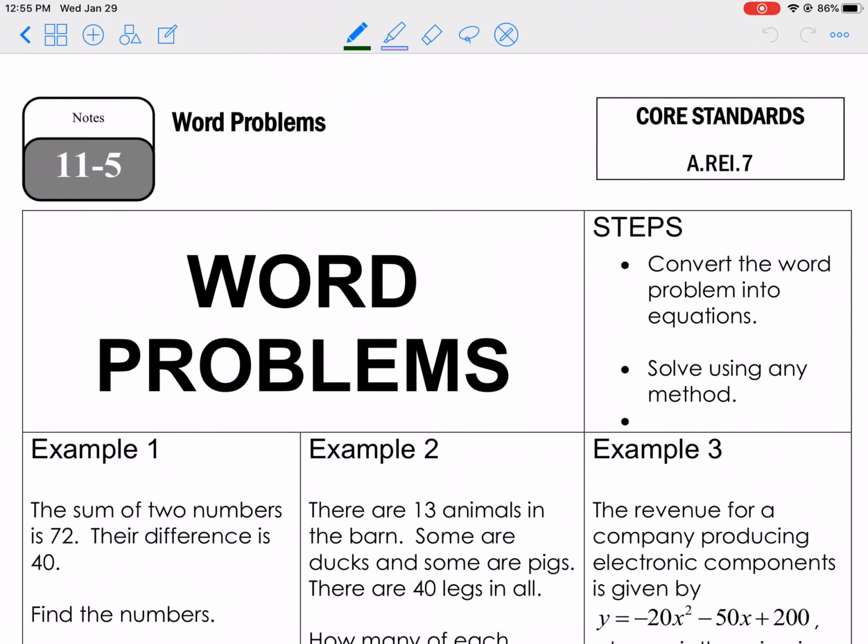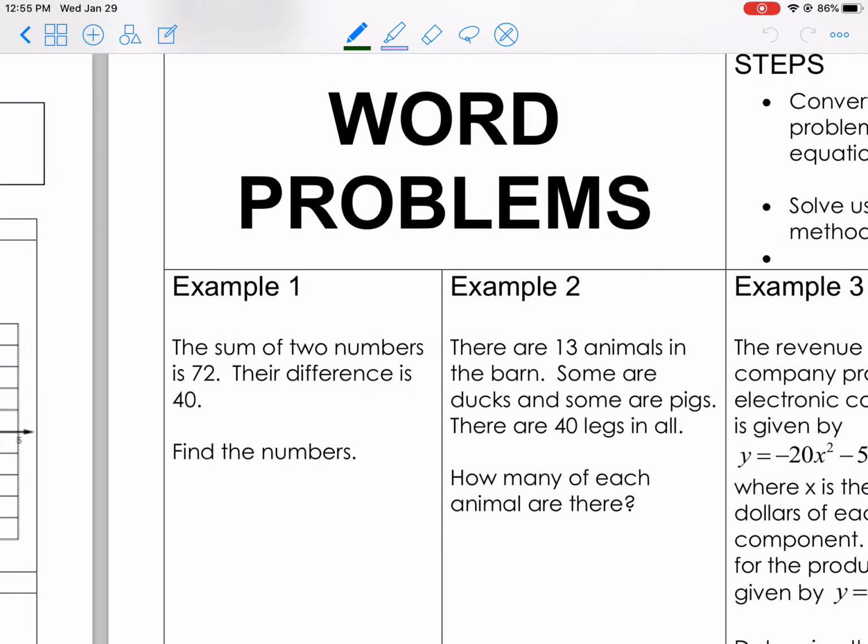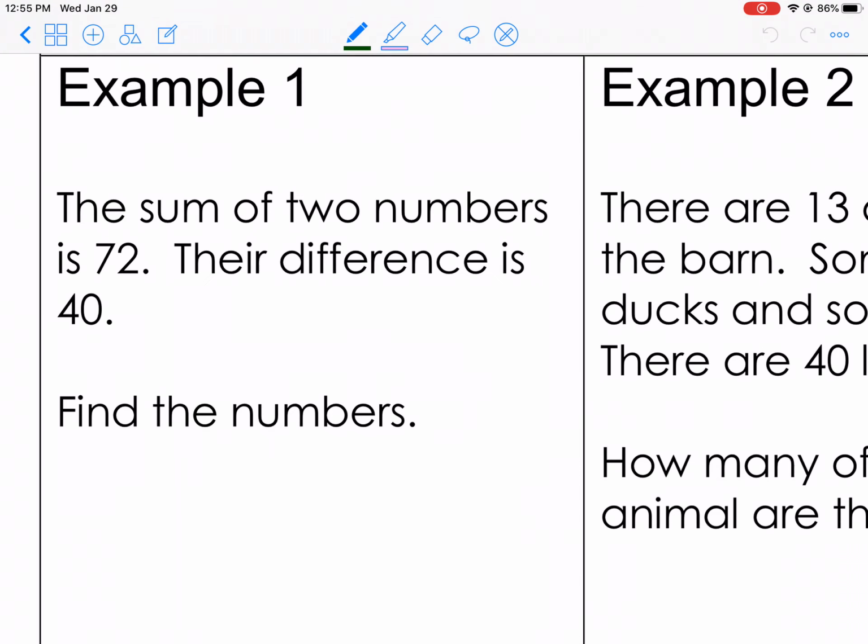Okay, this last lesson in Unit 11 is word problems. So we're doing systems of equations, and we're looking at word problems. So let's start with example 1. What we want to do is identify two equations that we can use to represent what they're describing here, and then we'll solve those equations.